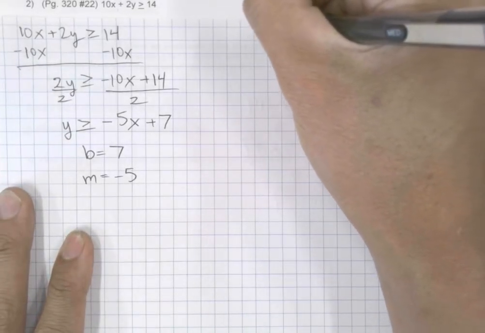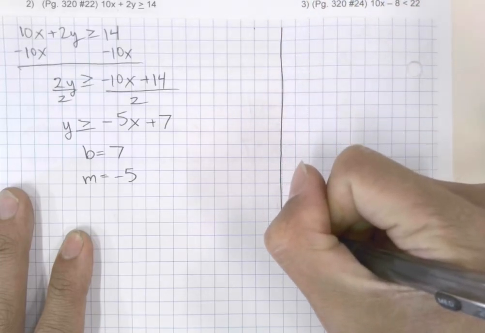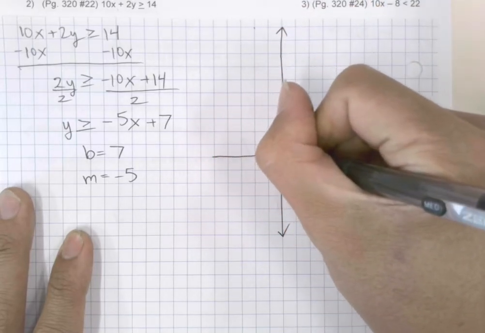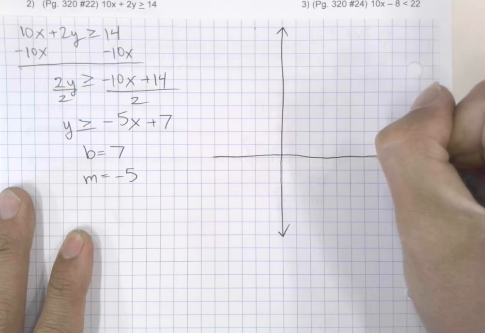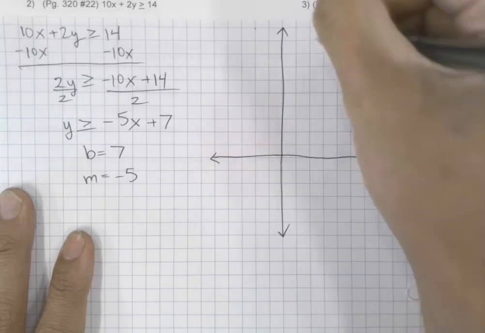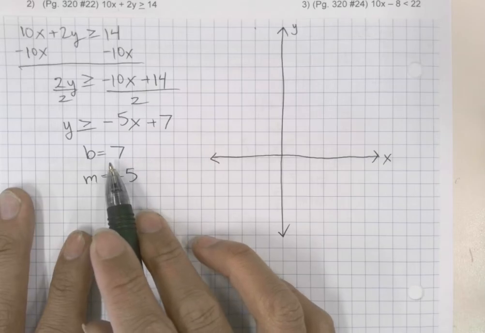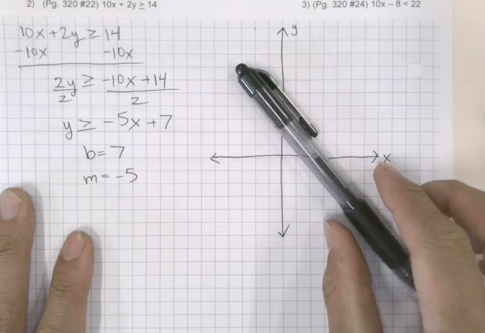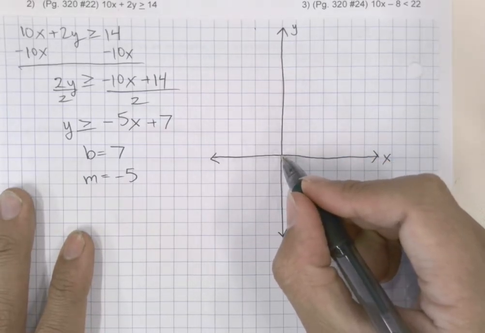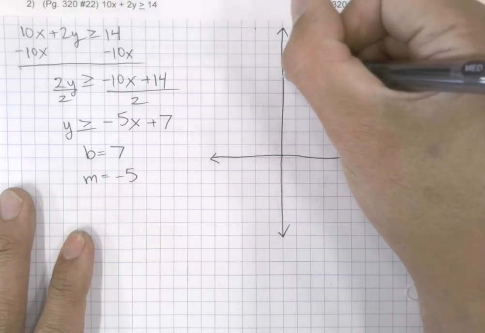So I'm going to go ahead and draw it over here and see if I can get the scale right. Do it down here, like so. This is going to be my x-axis, this is my y-axis. We start with our b, which is where the line is going to cross the y-axis, and so that's 7. So I'm going to start at 0, 1, 2, 3, 4, 5, 6, 7, and that's going to be my first point.